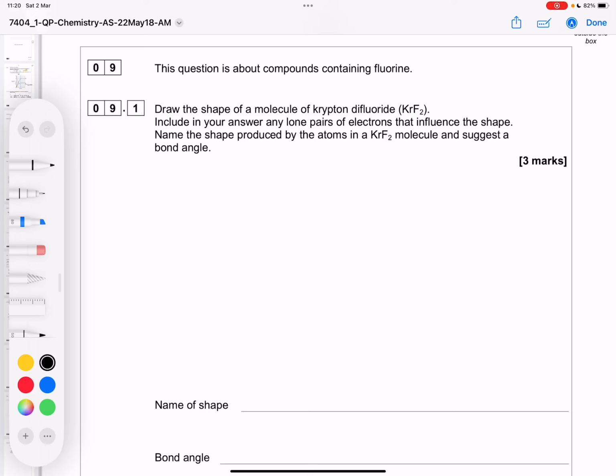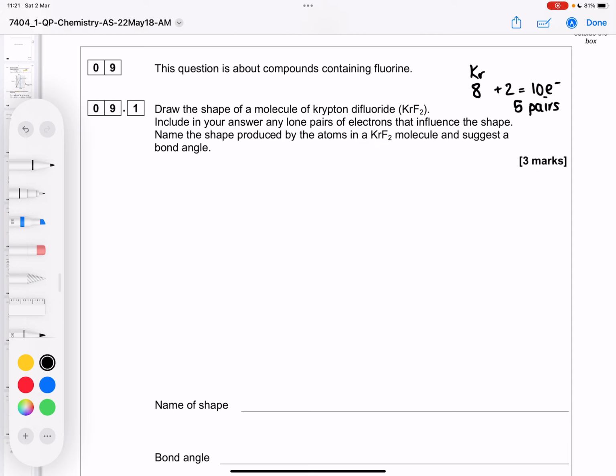This question is about compounds containing fluorine. Draw the shape of a molecule of krypton difluoride. So we know that krypton's in group 8, so it has 8 outer shell electrons. We've joined 2 fluorines to it, so that means that there are 10 electrons around the central atom, or 5 pairs. But we only have 2 bonds. So we need to draw a diagram.